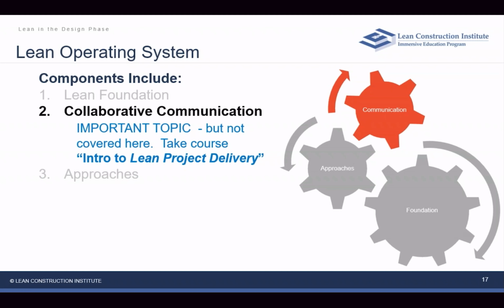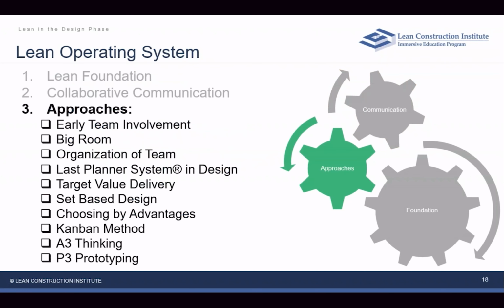Collaborative communication is a very important topic, but I'm not going to cover it here. If you take Intro to Lean Project Delivery, it is very well covered in that, and there's also a course on Big Room that really dives into this as well. So today we're going to focus on these approaches.